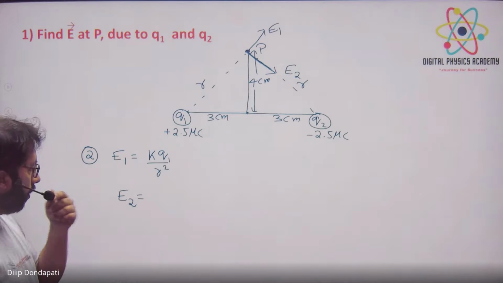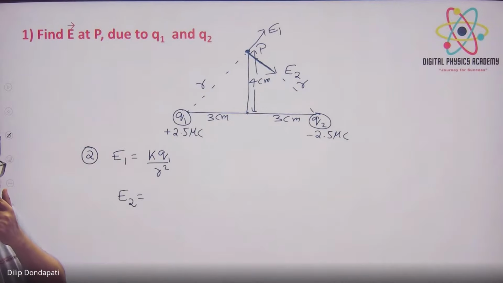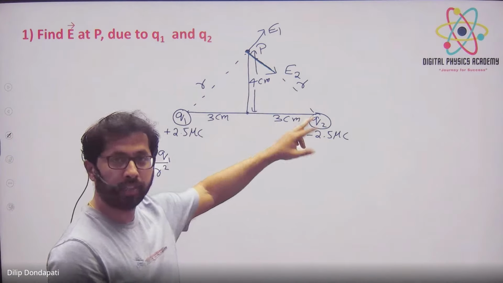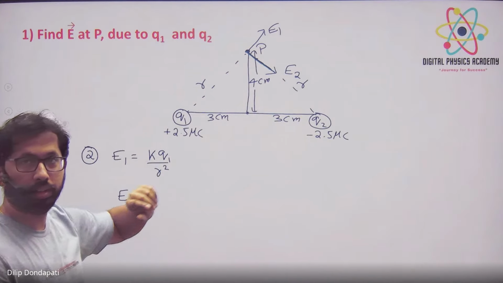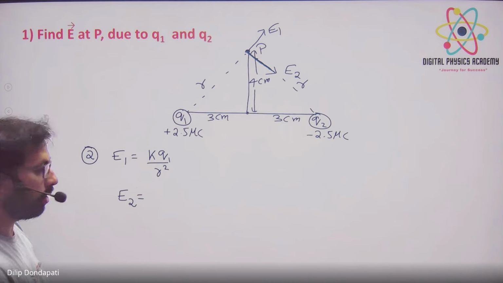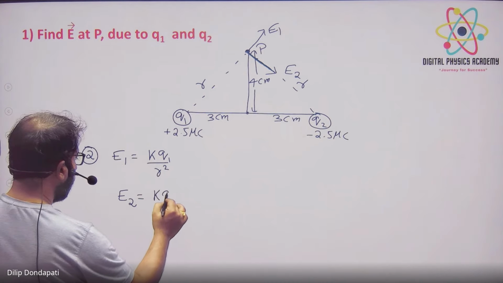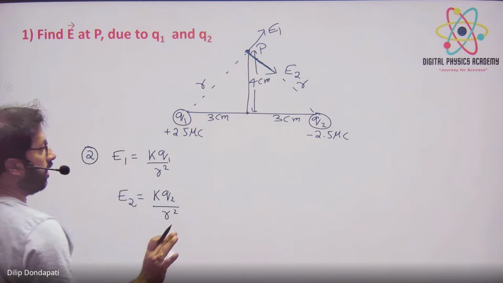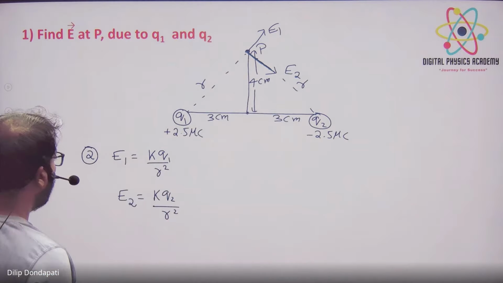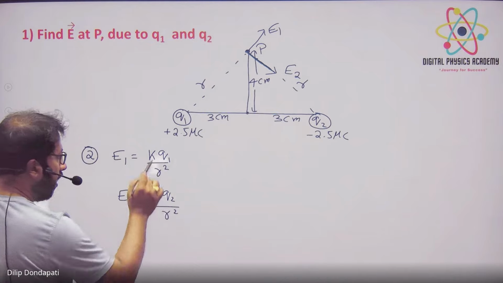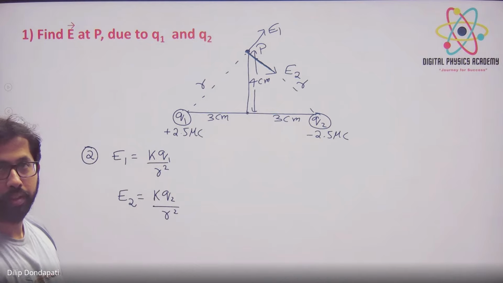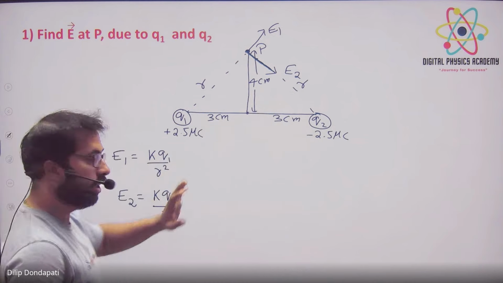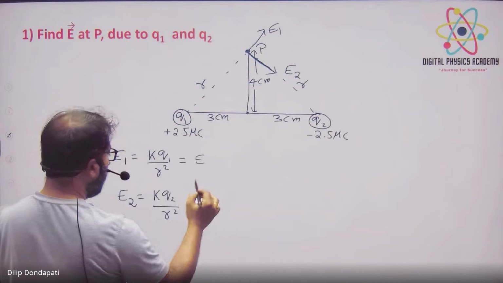E2 is K Q2 by R square. We should not put the sign, because we already put the arrows; we have given the direction, so there is no need of putting minus. Now are these two the same value or different? Same, because plus 2.5 and minus 2.5 are the same values. So I can call both E. This is the second step.